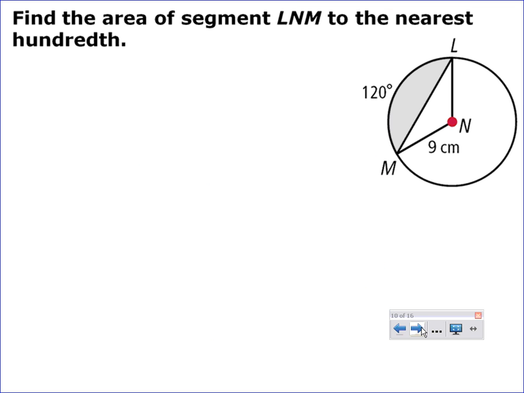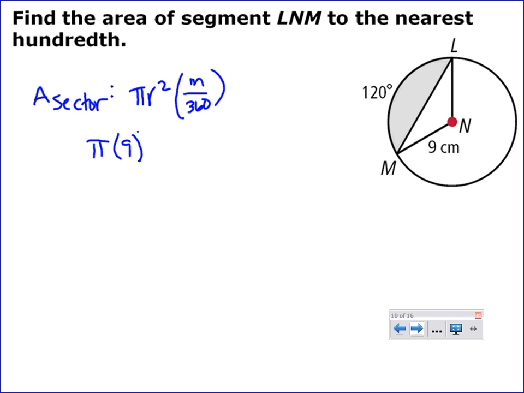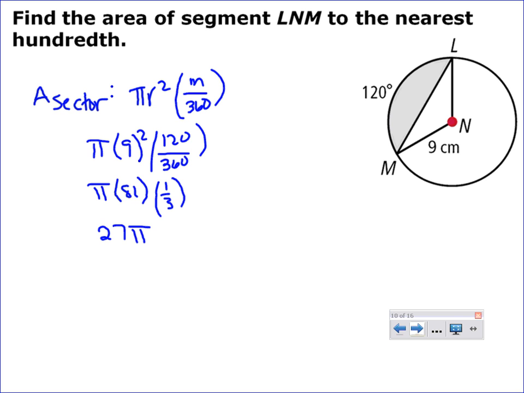Find the area of segment L and M to the nearest hundredth. So my job is to find the area of the sector, then subtract the area of the triangle. The area of the sector, remember, is pi r squared times m over 360. Pi, radius is 9 squared, degrees is 120 over 360. So I have pi times 81. 120 over 360 happens to be a third. So this is 27 pi square centimeters. For right now, I'm going to leave it as 27 pi. I will calculate what it is later, that way I'm not rounding twice.